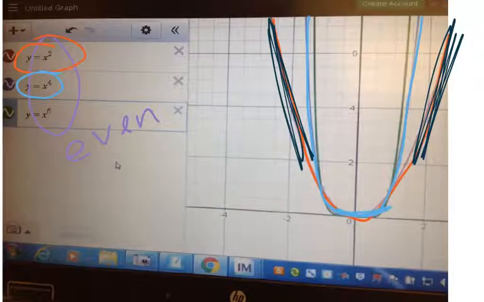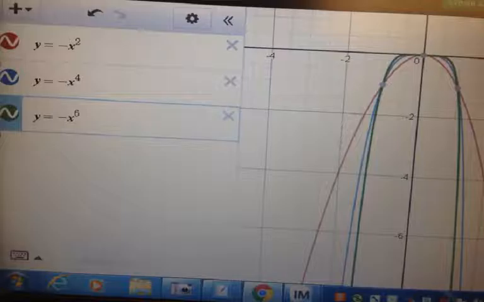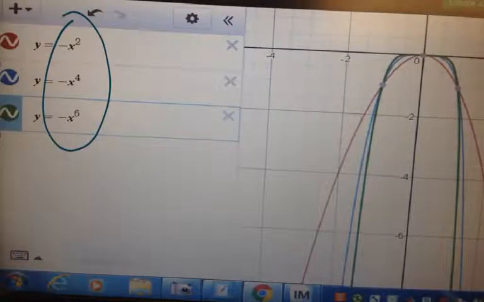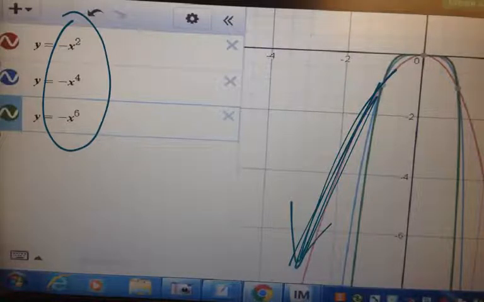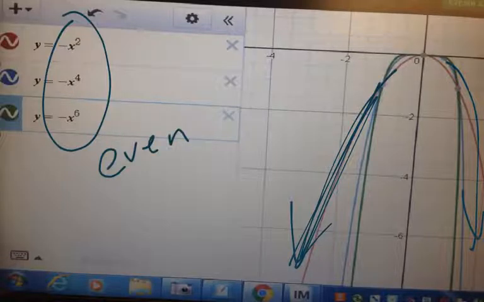On the contrary, notice what happens when they're negative. We have exactly the same curves, except now they're upside down. See how they're going down? But with a negative even function, the left and right sides will always go down. Okay, and hopefully you understand that.